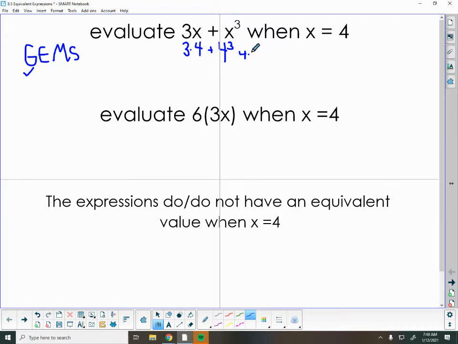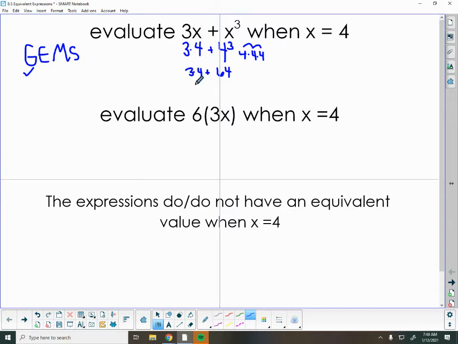So this is 4 times 4 times 4, 4 3 times. This one is 3 times 4, but this is 4 3 times. So they are different problems, and we have to be aware of that. So 4 times 4 is 16, times 4 is 64. So we have 64 plus 3 times 4. So I want you to pause the video and see if you can finish that problem.